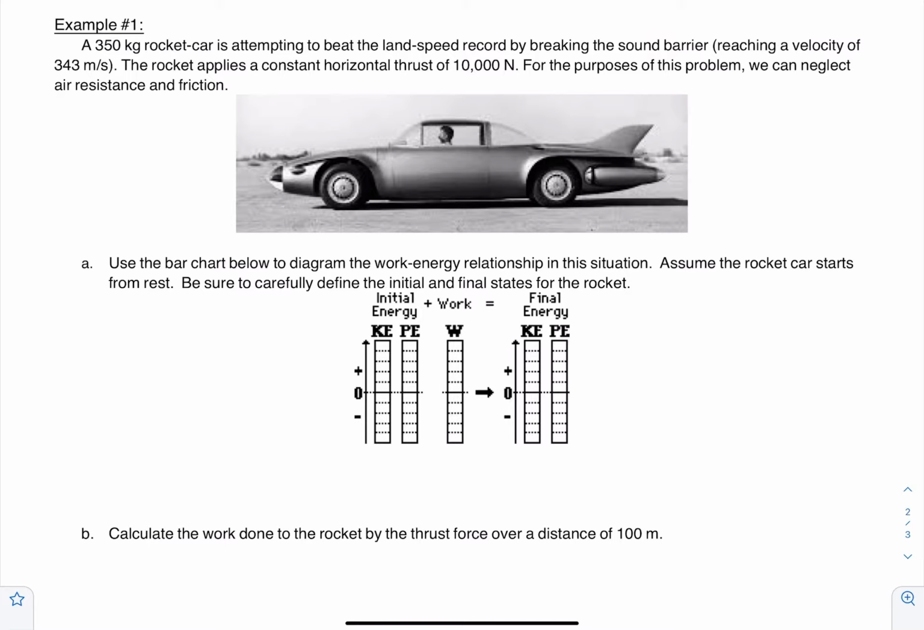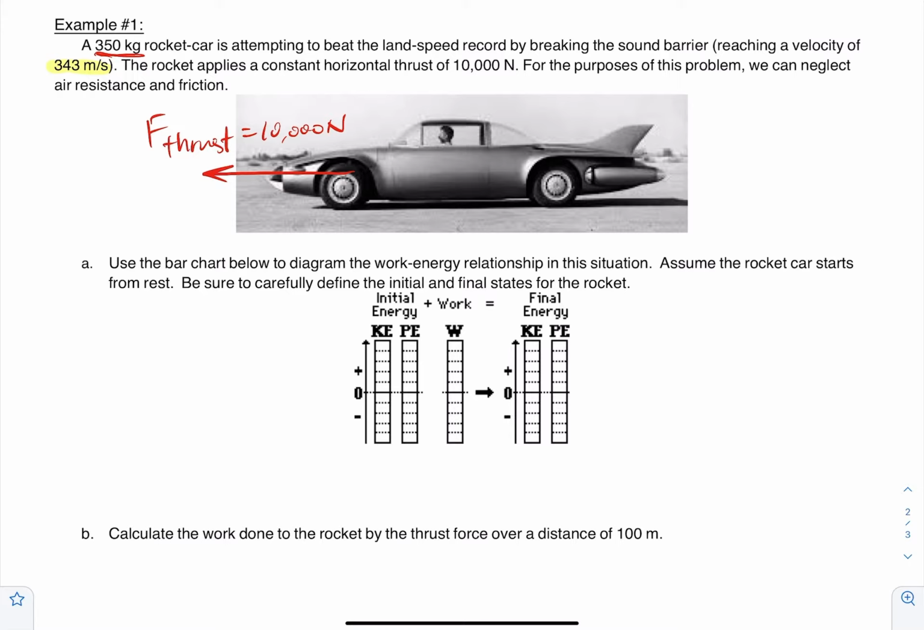A 350 kilogram rocket car is attempting to beat the land speed record by breaking the sound barrier, which means reaching a velocity of 343 meters per second. That is the speed of sound in air. The rocket applies a constant horizontal thrust of 10,000 newtons, which I can add to the picture, saying that there's this thrust of 10,000 newtons. For the purposes of this problem, we can neglect air resistance and friction.